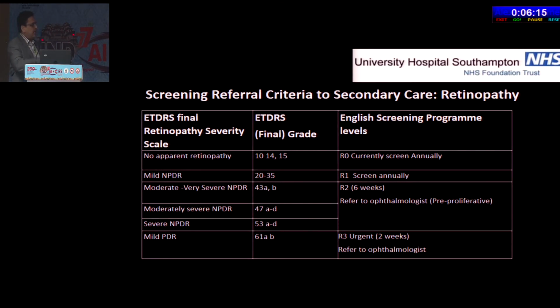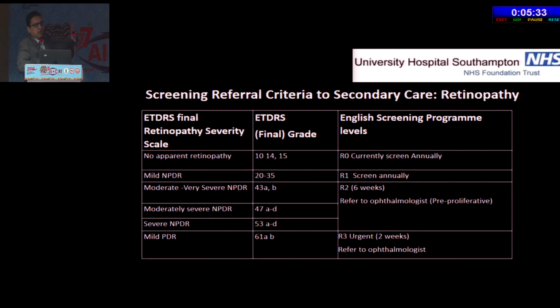And I've just put in a slide highlighting how the English screening program works. We grade into R0, R1, R2, and I've put in the equivalent ETDRS grades as well. So basically R0 means there's no diabetic retinopathy, and all these patients go home after the pictures, and they get an annual appointment that is automatically generated. R1 is your equivalent of mild to moderate. Again, they remain in the population, and they get a yearly appointment as well. R2, which is your moderate to very severe non-proliferative diabetic retinopathy, they get sent to the hospital eye services.